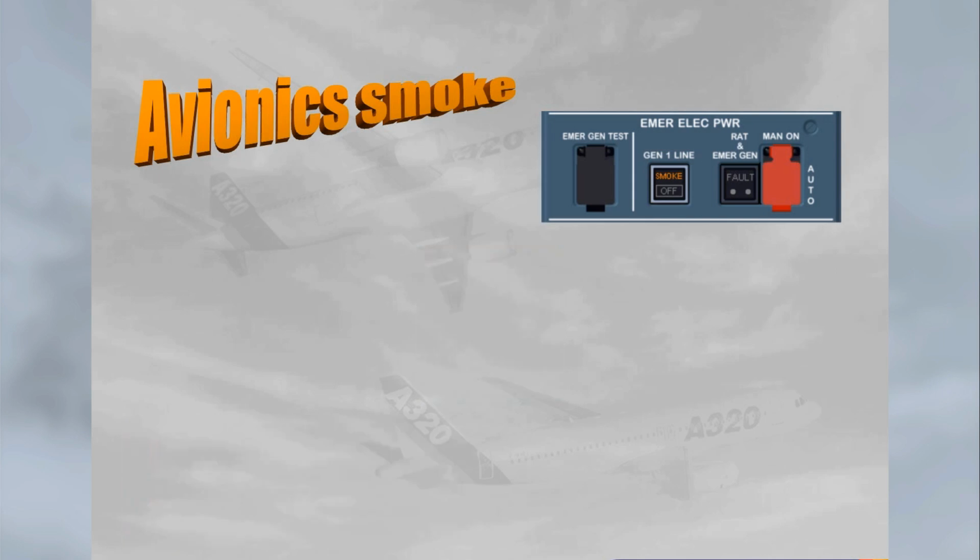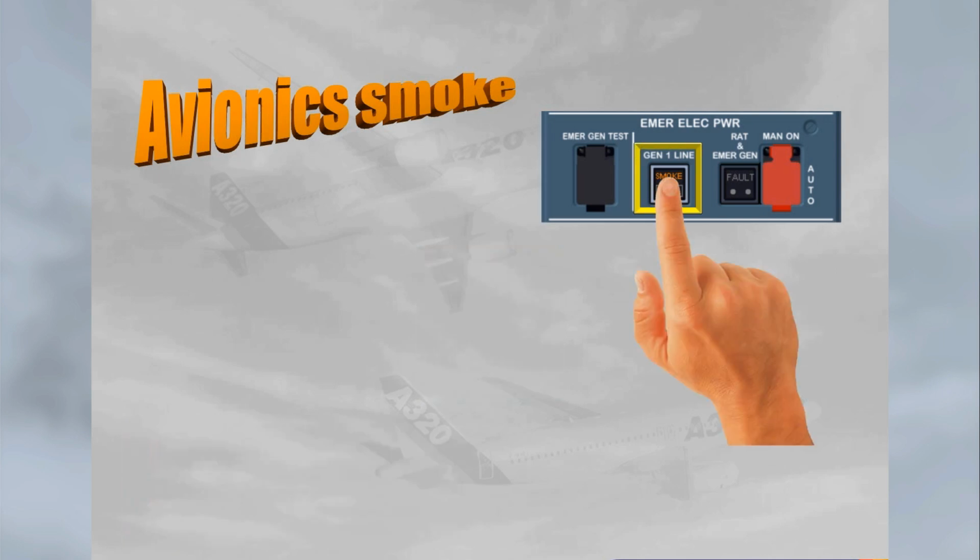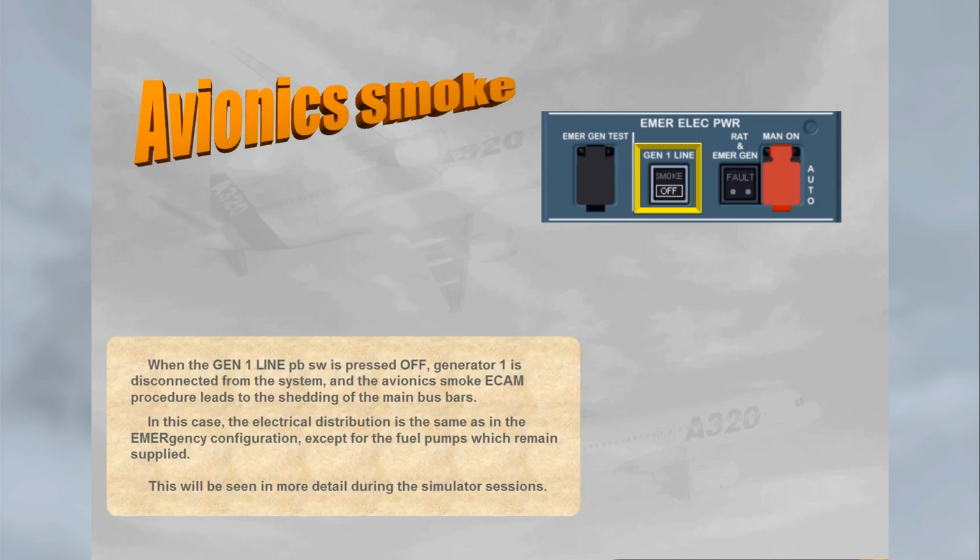When the Gen 1 line push-button switch is pressed off, Generator 1 is disconnected from the system, and the avionics smoke ECAM procedure leads to the shedding of the main bus bars. In this case, the electrical distribution is the same as in the emergency configuration, except for the fuel pumps which remain supplied. This will be seen in more detail during the simulator sessions.